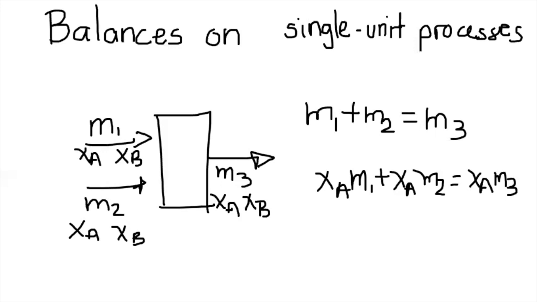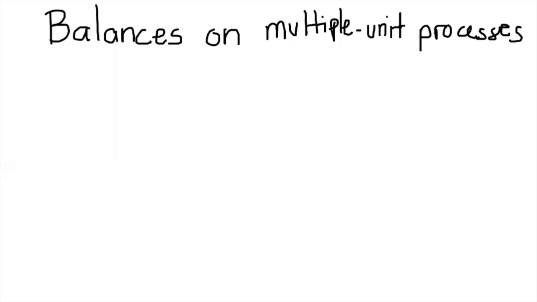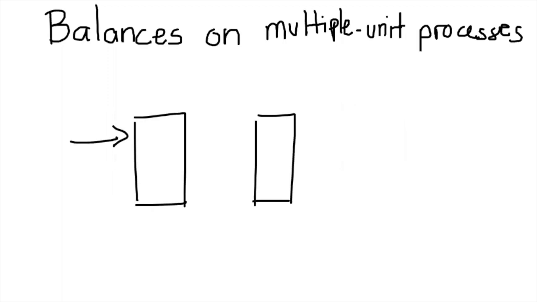But what happens if instead of having a single unit, we have multiple units? When we talk about a multiple unit process, we're talking about more than one unit operation, where we can have inputs and we can have an output, right? And then another unit operation, and then we can have its inputs and outputs.